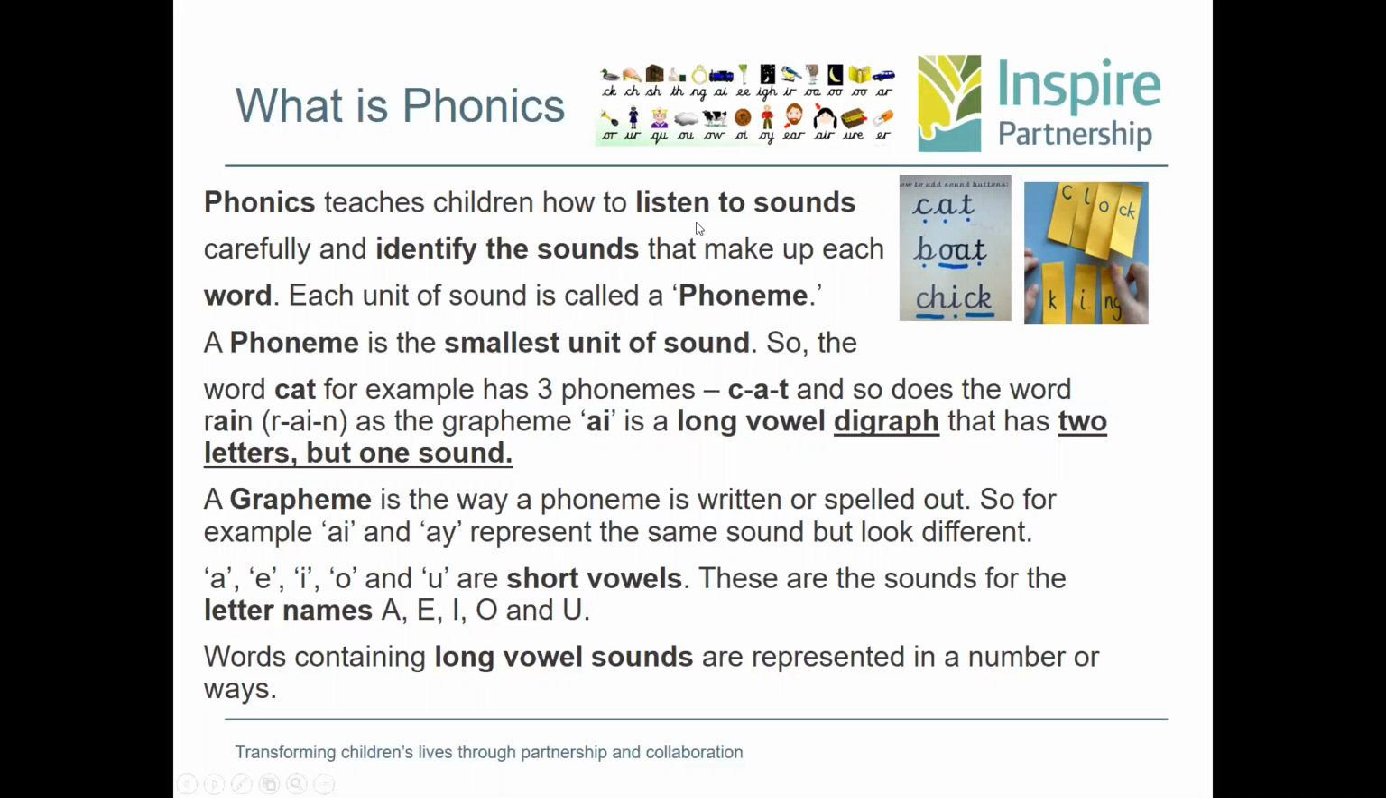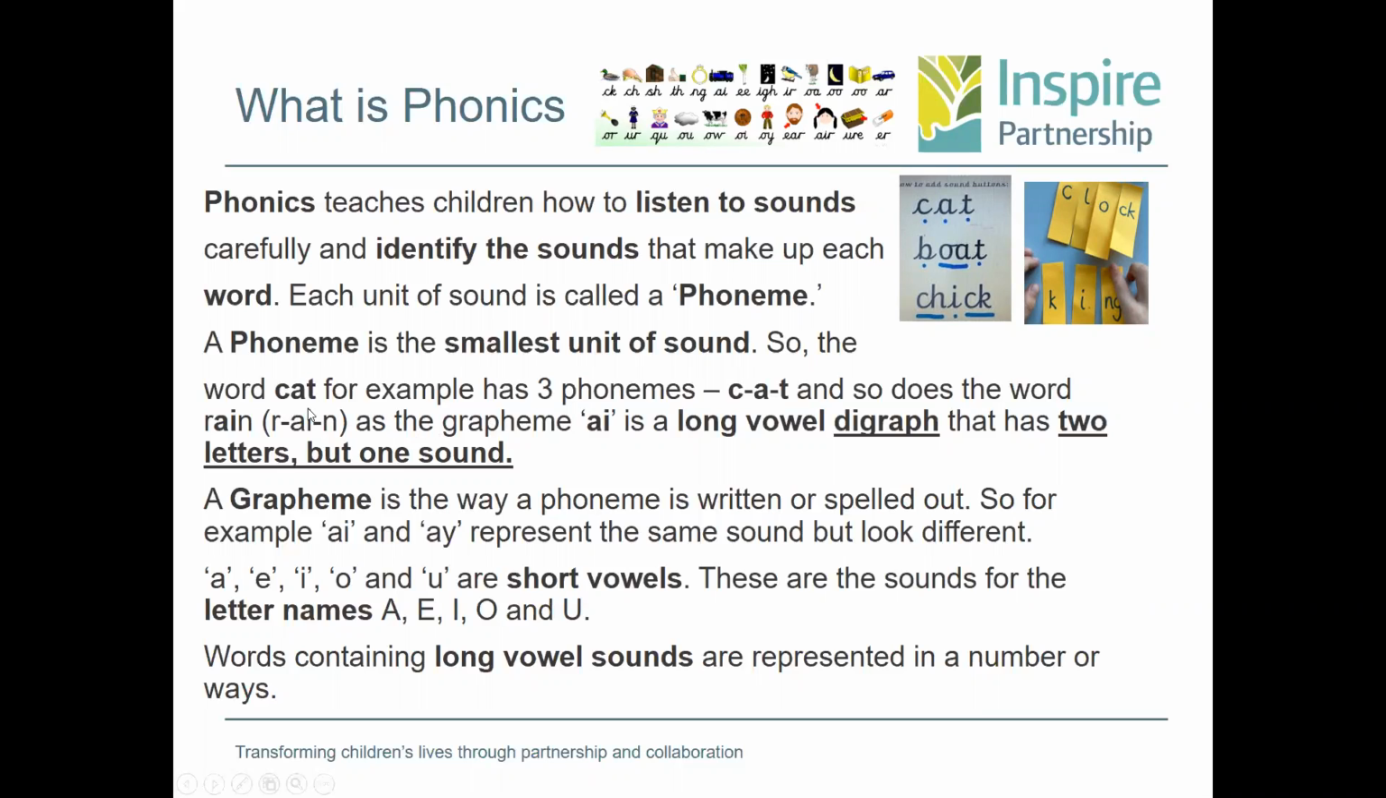So first of all, what is phonics? Phonics teaches children how to listen to sounds carefully and to identify the sounds that make up each word. Each unit of sound is called a phoneme. That's the smallest sound that a letter or a group of letters might make. So for example, k is a phoneme, and so is ai in the word play, because ai makes one sound. So a phoneme is the smallest unit of sound.